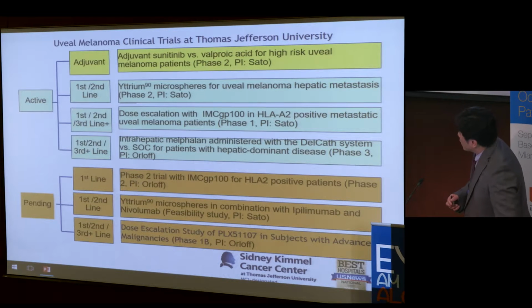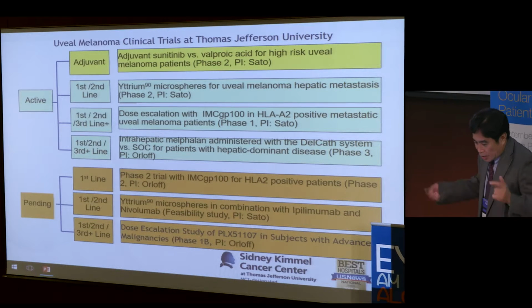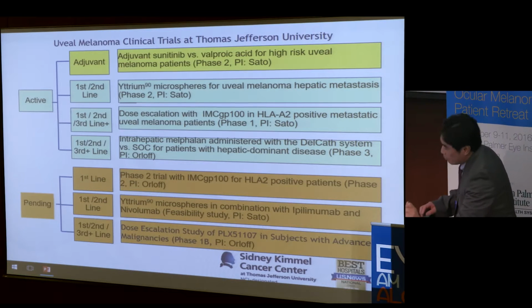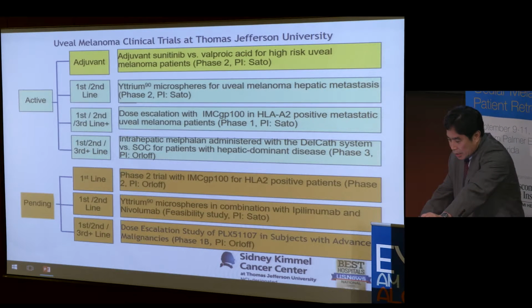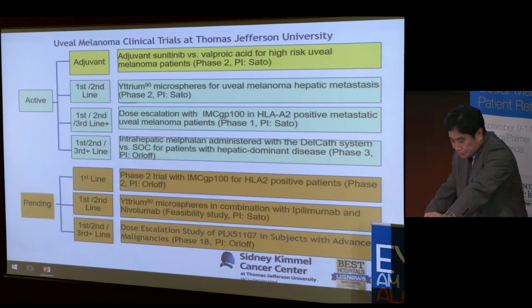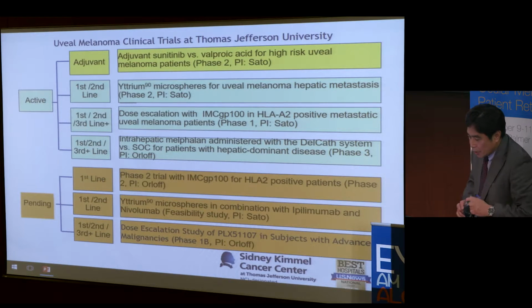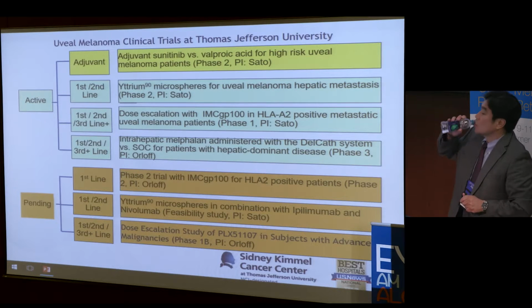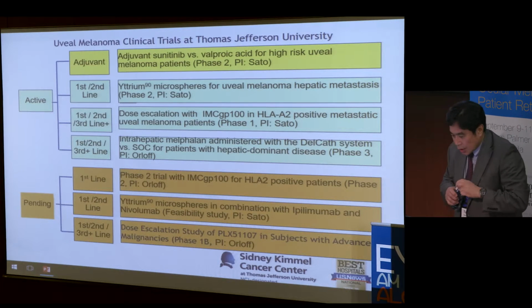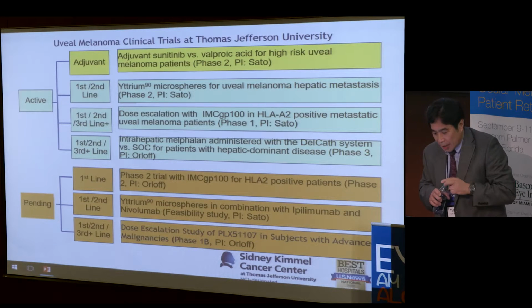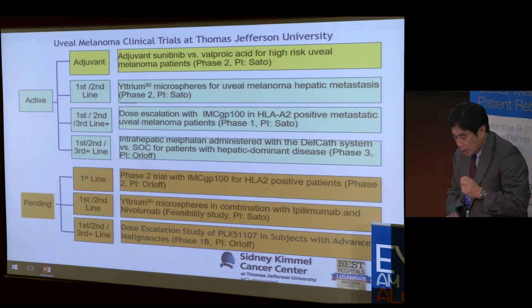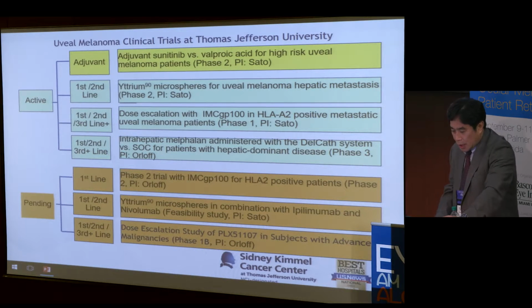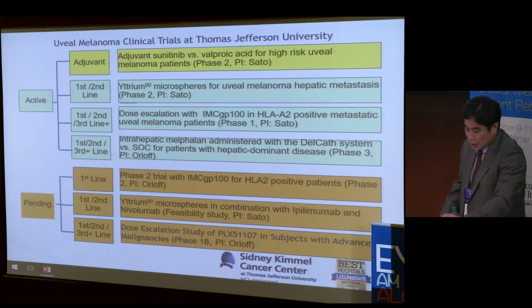Anyway, since Dr. Nitsky mentioned most of these studies, I will just quickly go down this list. Jefferson is very active in conducting new clinical trials. And we have one adjuvant trial, which is Sutent compared to valproic acid. We're going to explain that a little bit more. We have 50% accrual achieved, so we need about 40 more patients.